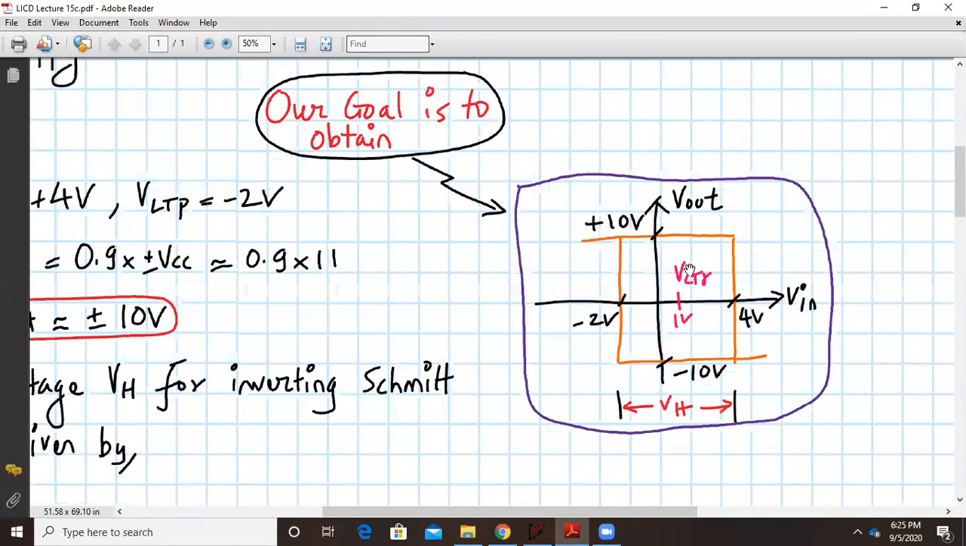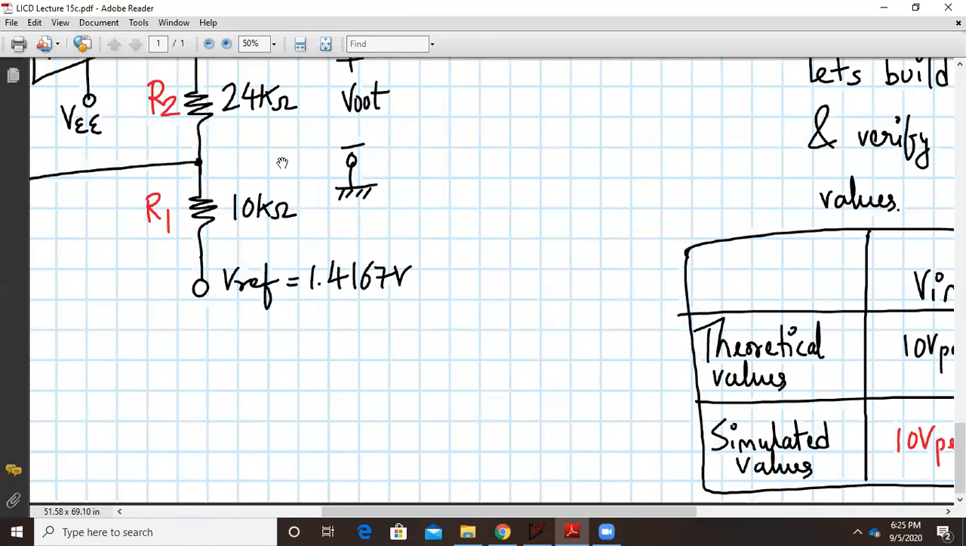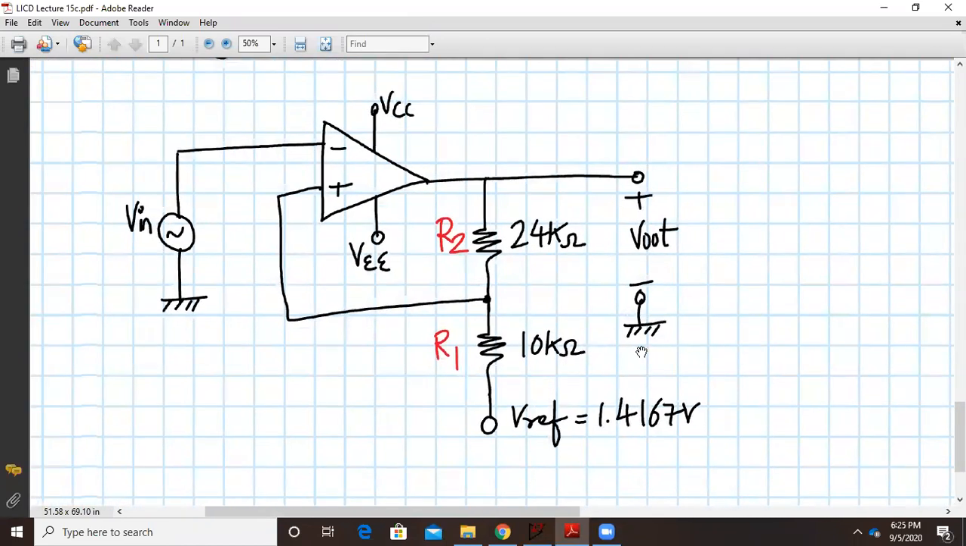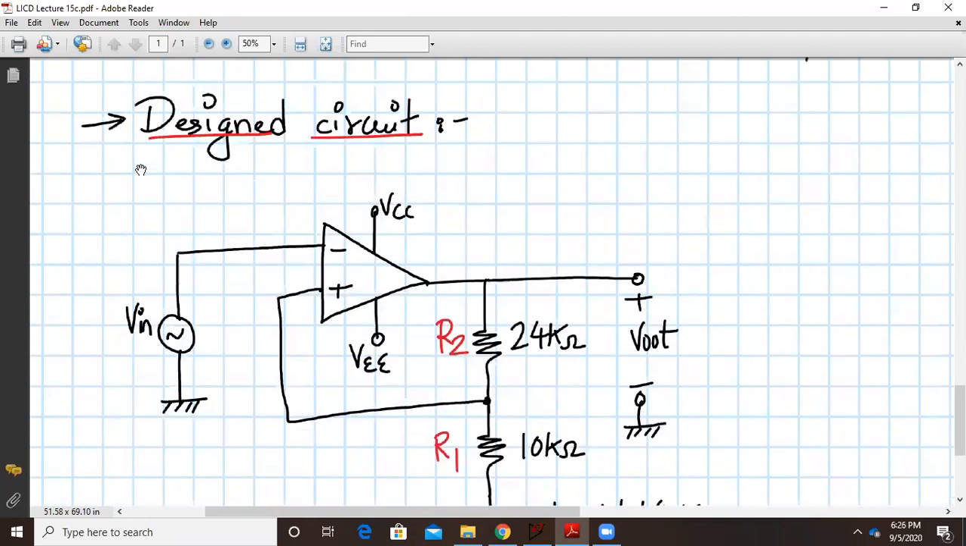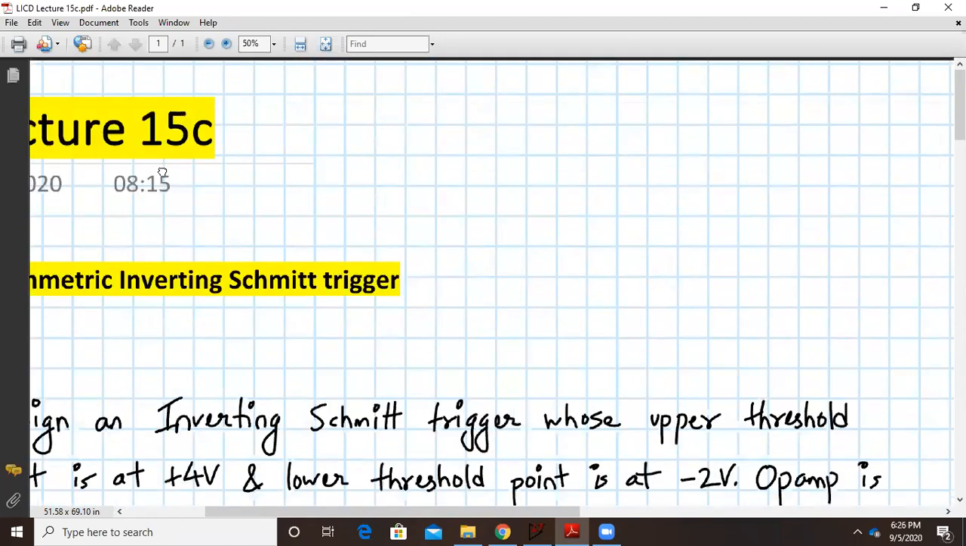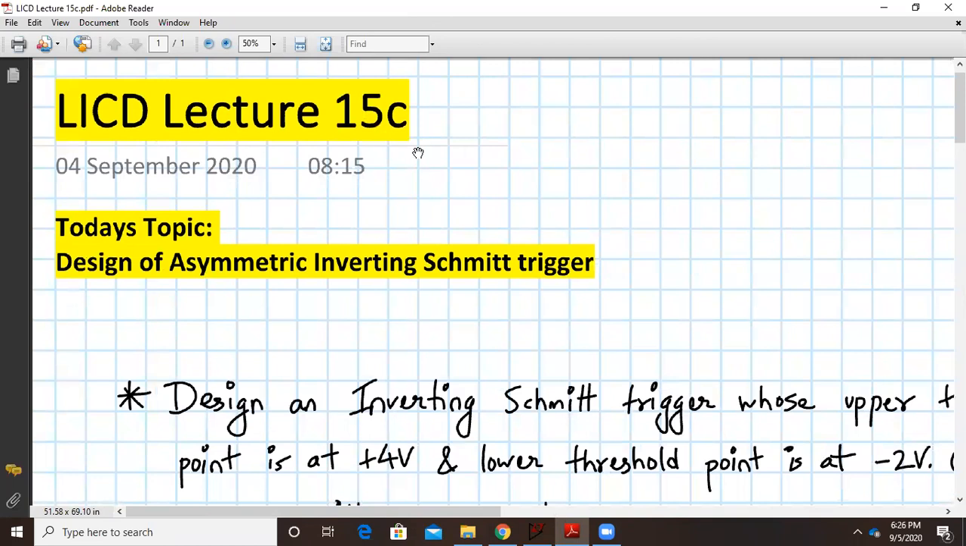So my design is absolutely fine. But normally, this type of design where we have to apply an extra voltage externally is not preferred. So next time we'll see the asymmetric inverting Schmitt trigger design using diodes. We have completed today's topic, the design of an asymmetric Schmitt trigger with an external reference voltage. Next time, we'll see a similar design, the asymmetric hysteresis inverting Schmitt trigger using diodes.